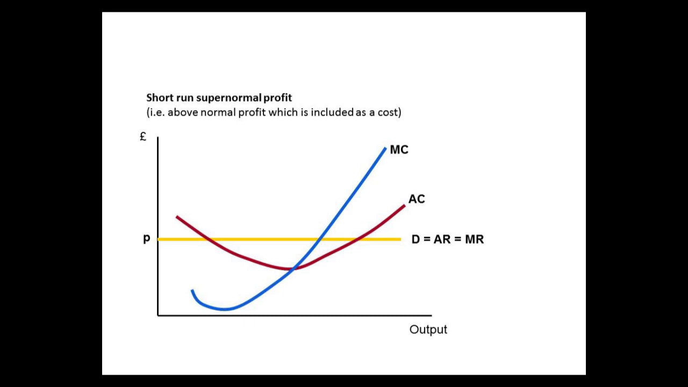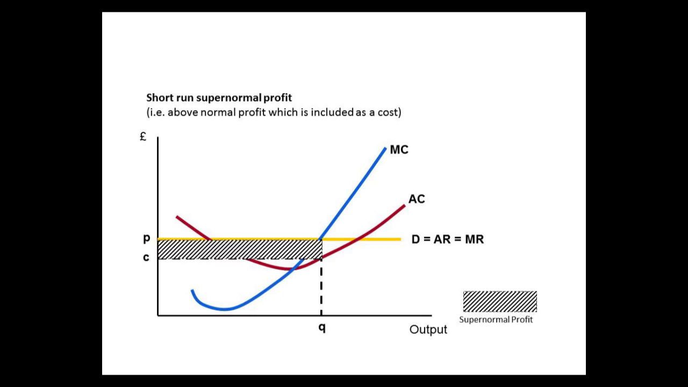We assume the firm's a profit maximizer, and that means it will produce where MC equals MR, which is quantity Q. At quantity Q, we know the price is P, and we can find the cost by finding where our dotted line from Q intersects our AC curve, giving us cost C, and therefore this area here is our supernormal profit, the difference between price and cost for quantity Q.